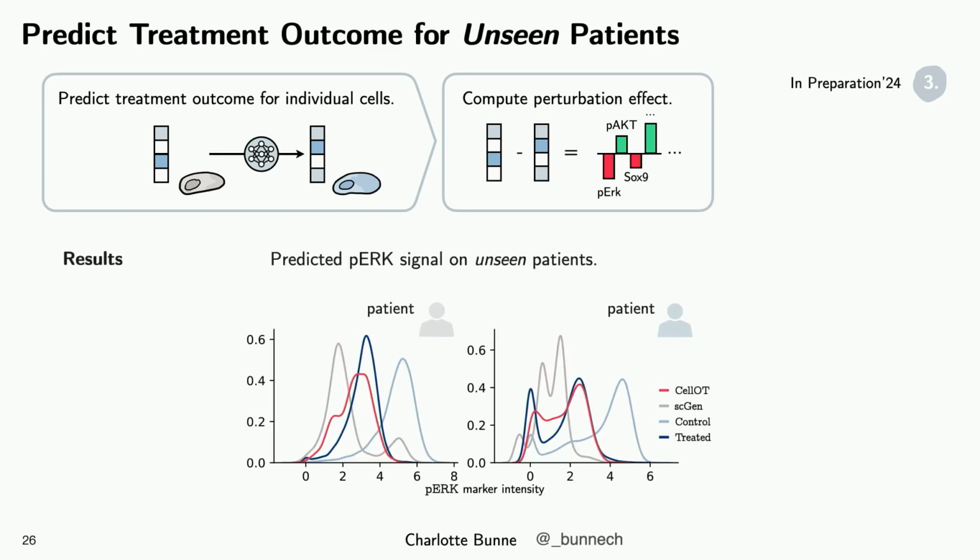On the one hand, I can predict the outcome of an unseen patient. Here we see the distribution of, for example, one p-ERG marker. We know the population of how it was expressed before. This is for two different patients. Before, it was very heavily expressed in the sample. Then upon treatment, there's a reduction and even a bimodality that appears. The model we developed is able to capture this bimodality to a certain degree compared to the baselines we look at. But we can do much more than this.